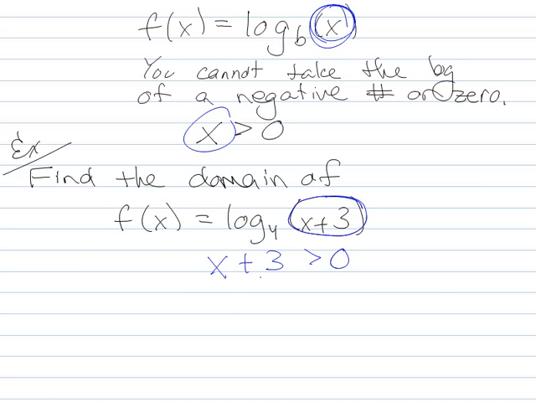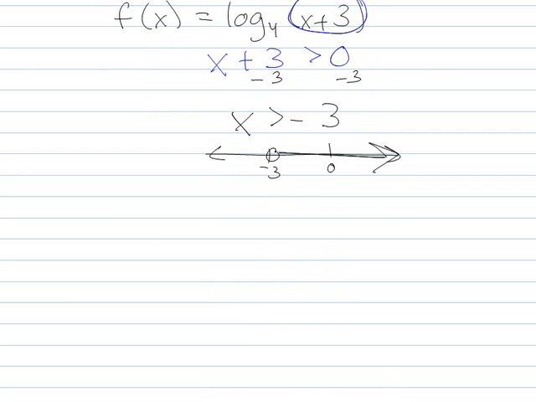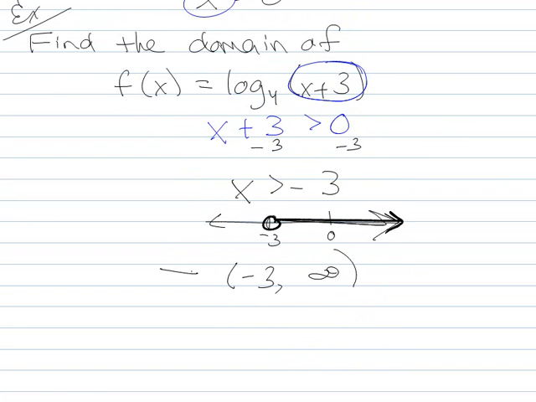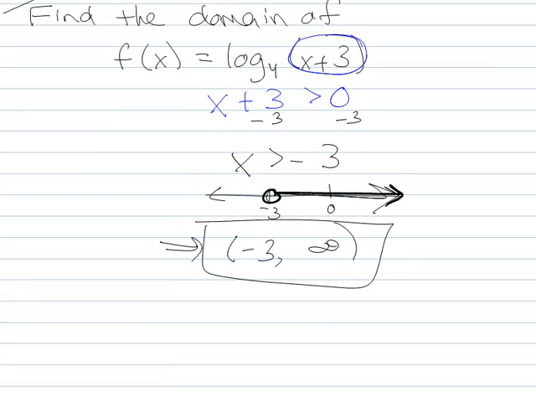Okay? So subtract 3 on both sides, and I get x is greater than negative 3. So that means x starts at negative 3 and goes off to infinity. So that would be your domain. Whatever you're taking the log of, you can't take the log of anything that's negative or 0. So whatever you're taking the log of, that has to be strictly positive.